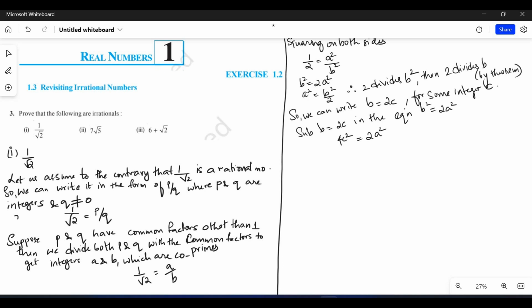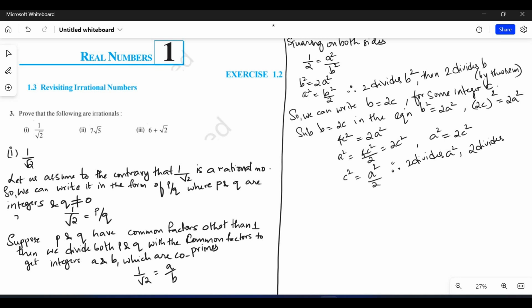That is, we are substituting B is equal to 2C. So that is 2C the whole square is equal to 2A square, which can be written as 4C square is equal to 2A square. Again we take 2 to the other side. We get 4C square divided by 2, which is equal to 2C square. So we write A square is equal to 2C square. Now keeping C square here, taking 2 to the other side, it becomes A square by 2, which means we can write 2 divides A square. So by theorem, if 2 divides A square, 2 divides A as well by theorem.